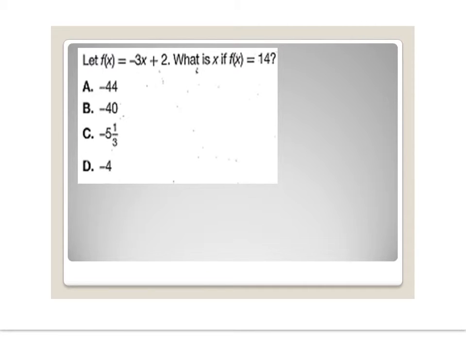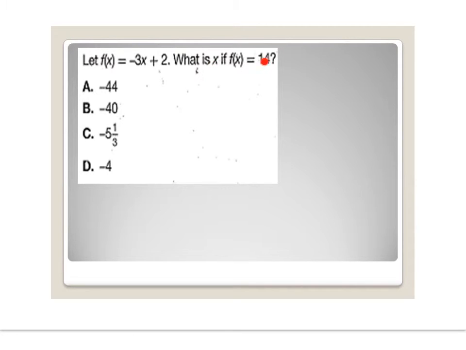All right, let's continue our work with functions. So this one here, remember, when we're working with these functions, this f of x stuff, sometimes we're going to replace this f of x piece with a number, or sometimes we'll plug in a number for x. So let's see here. It says, let f of x equal negative 3x plus 2. It says, what is x? So we're trying to find x.